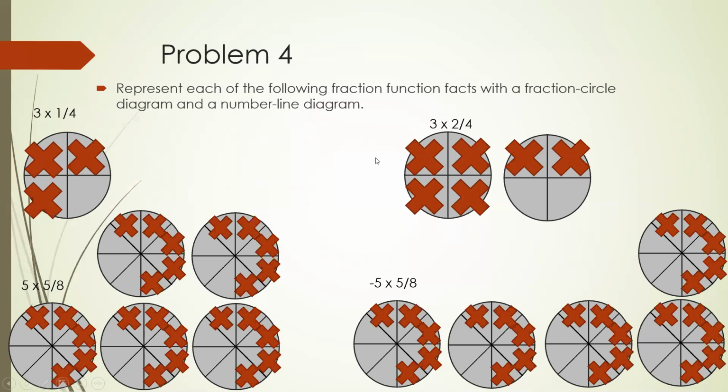Same concept over here, but since we ran out of circles, I just added another one. So let's count. We go 1, 2, 3, 4, 5, 6. So that's 6/4. This one is 5 times 5/8. So I have created these circles of 8ths with 5 shaded in.